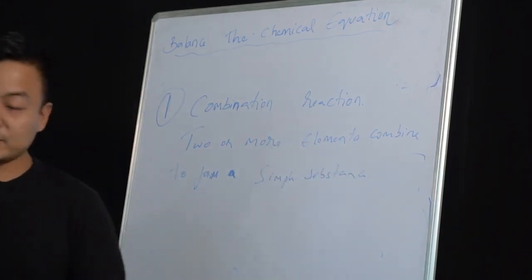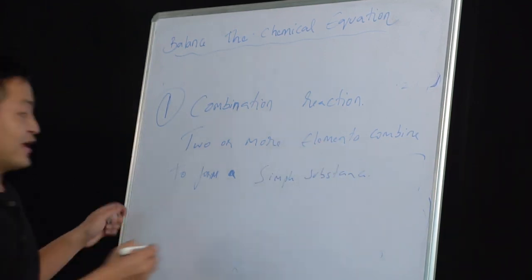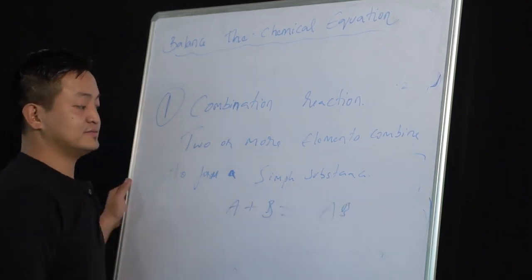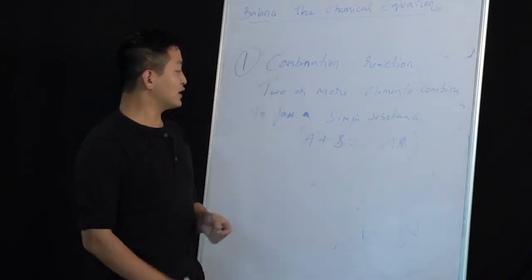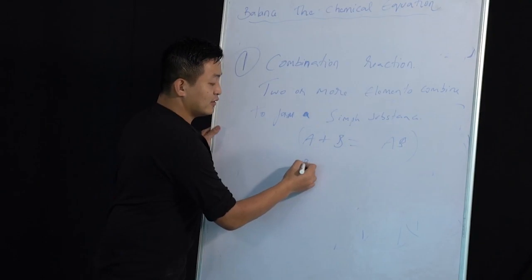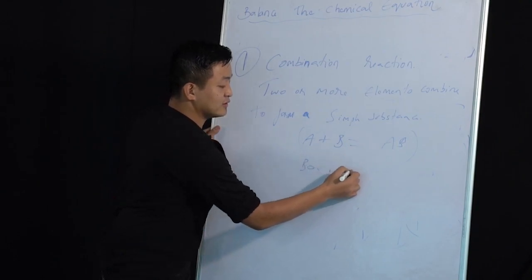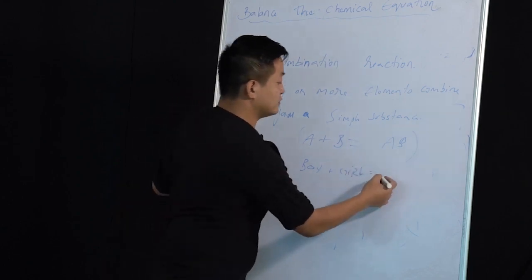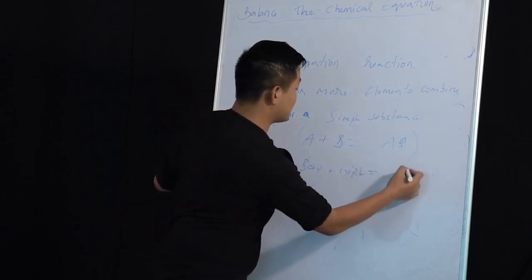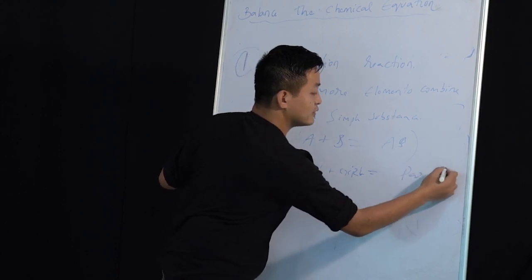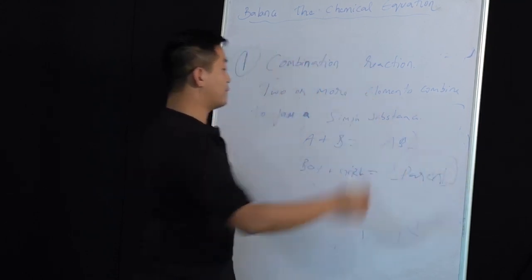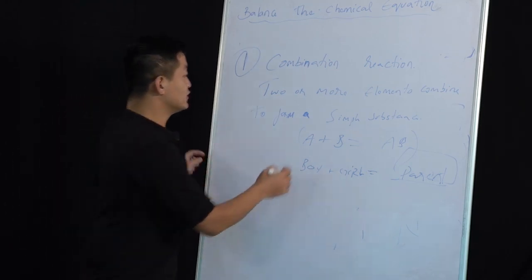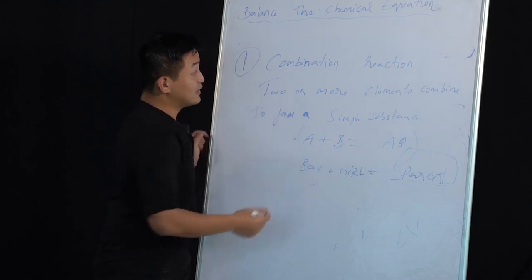So students, I'll give you an example. Just A plus B gives AB. This is just an example. Or I'll give you a boy and a girl. They were in love, they got married. After getting married, they become a parent. Boy and a girl, now they're husband and wife, so now they become a parent. So A and B join together, they become AB. So this is simply an example of a combination reaction.